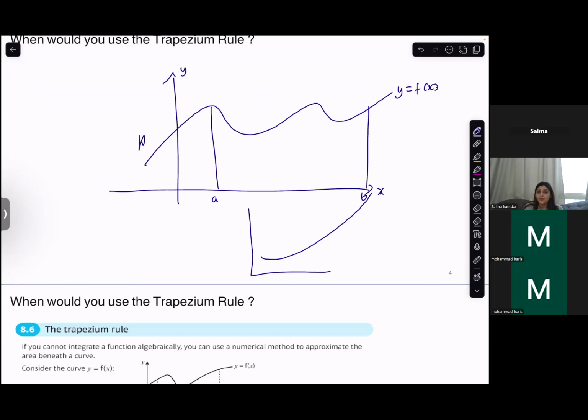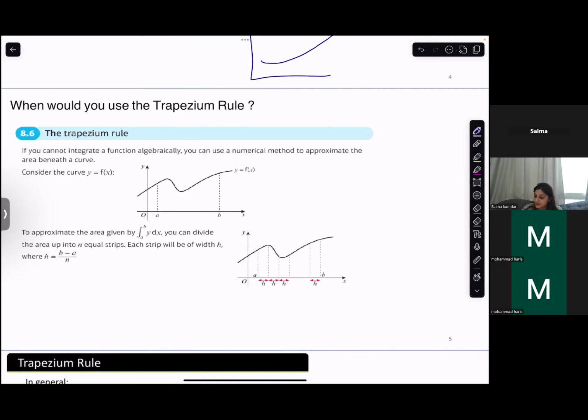So when your graph is something that is not possible to integrate, or is difficult to integrate, in that case we divide our graph into small portions, which are called small trapeziums. So I am dividing it into small trapeziums. If you could see, it is being divided into small strips. This is one strip, this is the second strip, third strip, fourth strip, fifth strip. You can see this? So each strip is a trapezium.